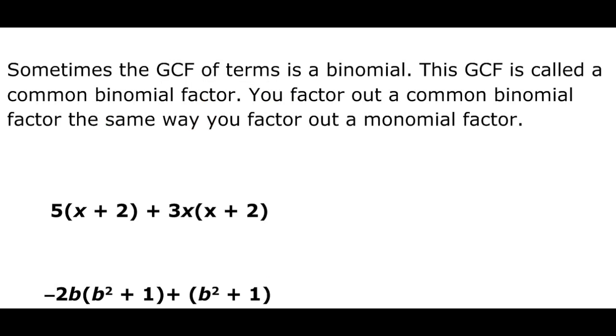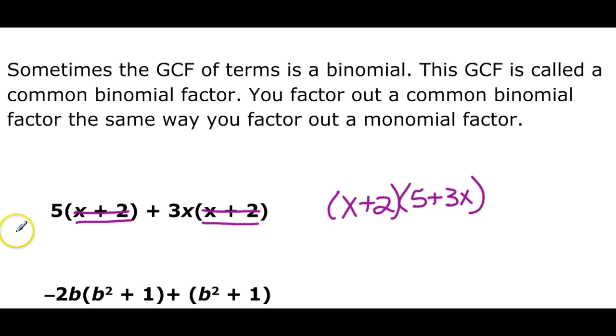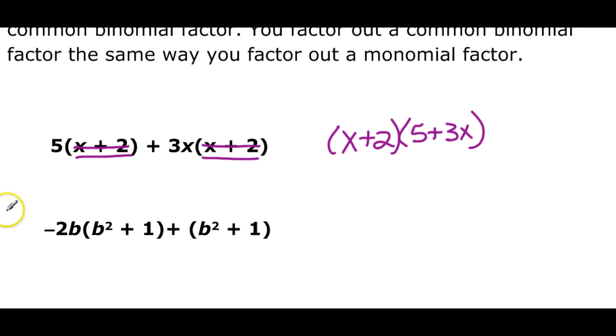Okay? All right, sometimes the GCF is a binomial, and it's called a common binomial factor instead of a common monomial factor. And you do the same thing. You'll notice that this has an x plus 2 and this has an x plus 2. So you're going to pull that out front. That's going to be an x plus 2. And then what's left over when that's gone? There's a 5 and a plus 3x. And now you've got a binomial times a binomial, which if you were to multiply it out, gives you this.